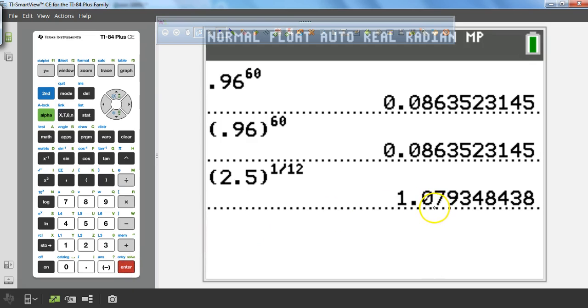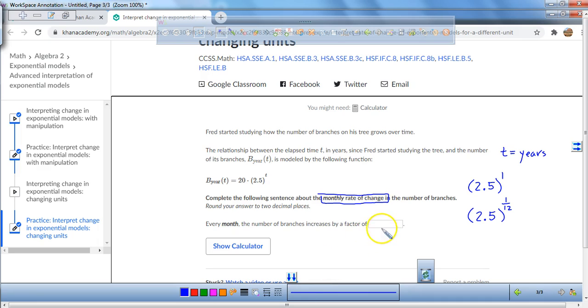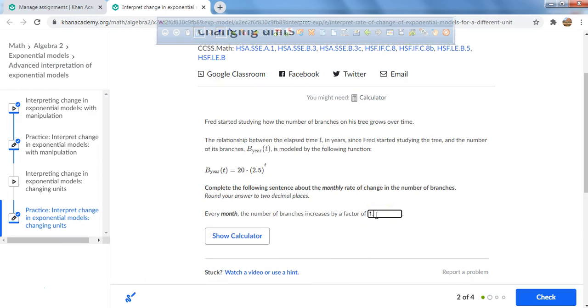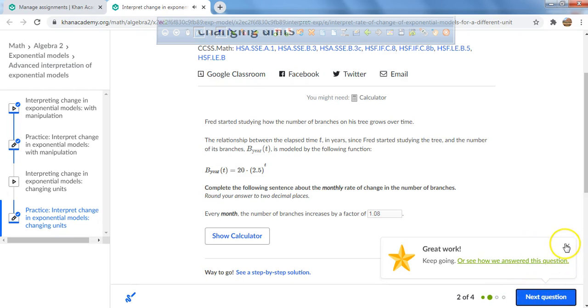Get 1.08 if I round that, right? 1.08. So it says round to 2 decimal places. So put 1.08 right there. All right. Make sure I got it right. Yeah, got to round it up. 1.08. See if I got it. Woohoo! 2 for 2. Looks like we're doing this the right way, huh?